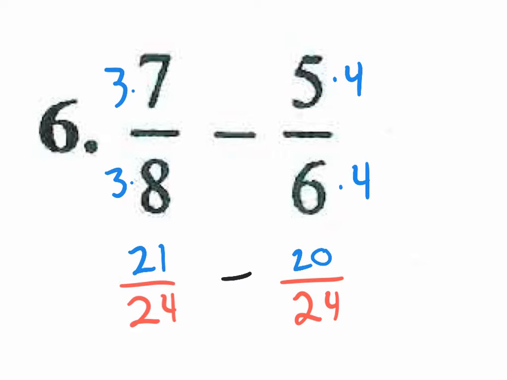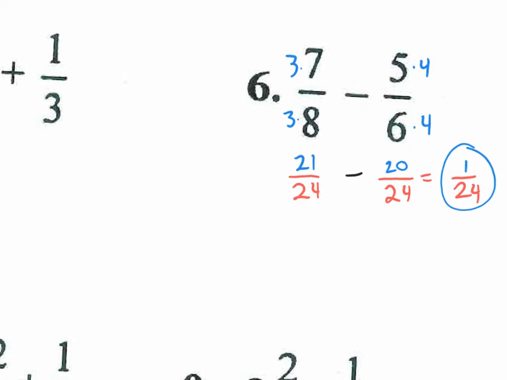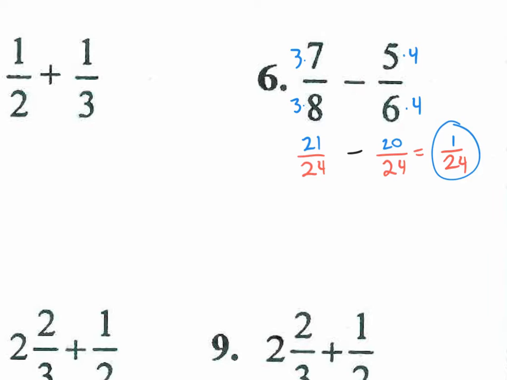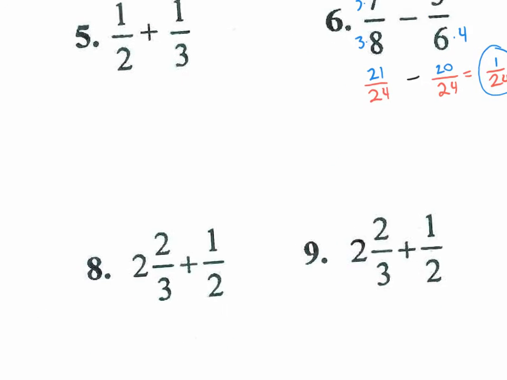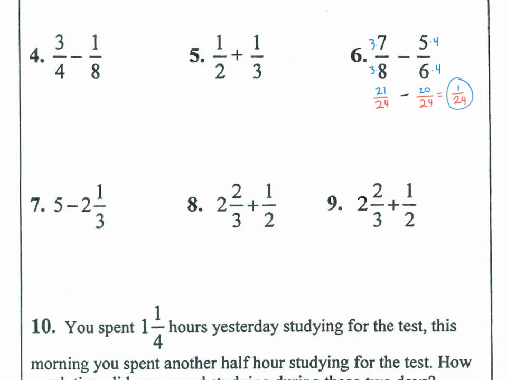So what's my answer going to be? Definitely over 24. 21 take away 20 is 1. There's your answer, 1 over 24. So it's that easy, guys. Well, it's not that easy. I mean, it's way easier to multiply fractions, right? You just multiply top with the top, bottom with the bottom, or you could cancel things out before multiplying. But when you're adding or subtracting fractions, you need a common denominator.